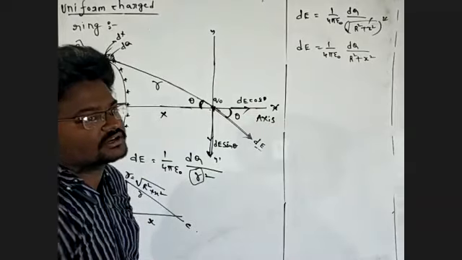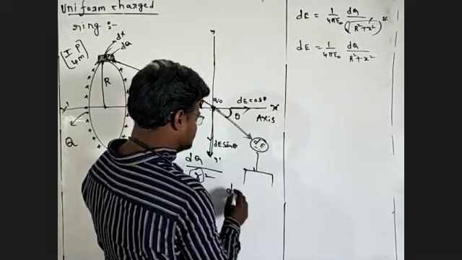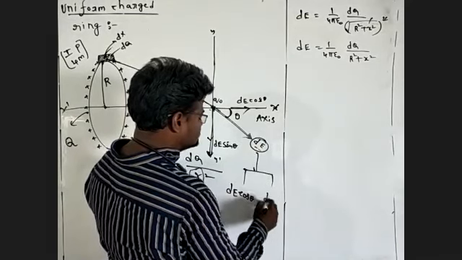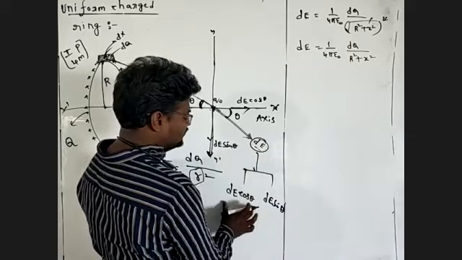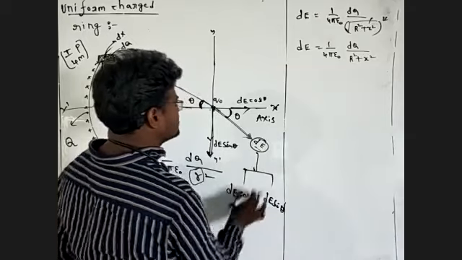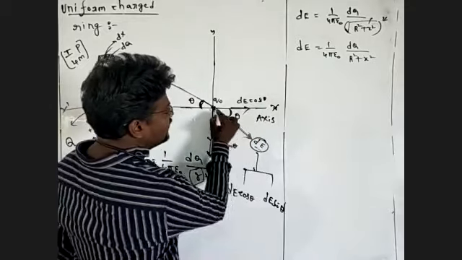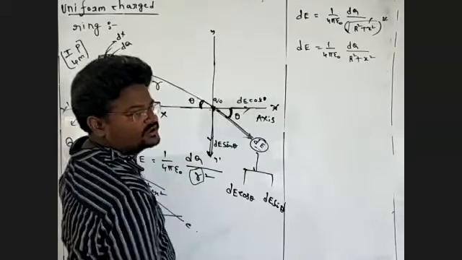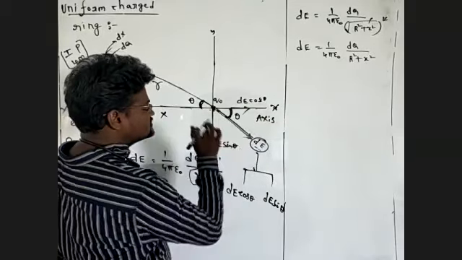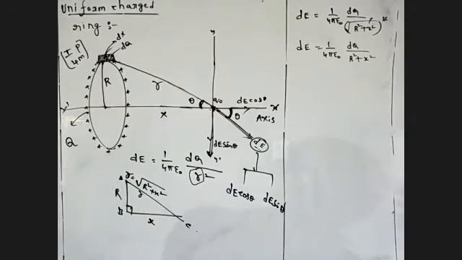This D can be resolved into one, D cos theta, and another one, D sin theta. D cos theta is along the x-axis. Why are we taking the x-axis? Because D makes angle theta with the x-axis. That's why this is D cos theta, and this is D sin theta. That is a component of electric field.